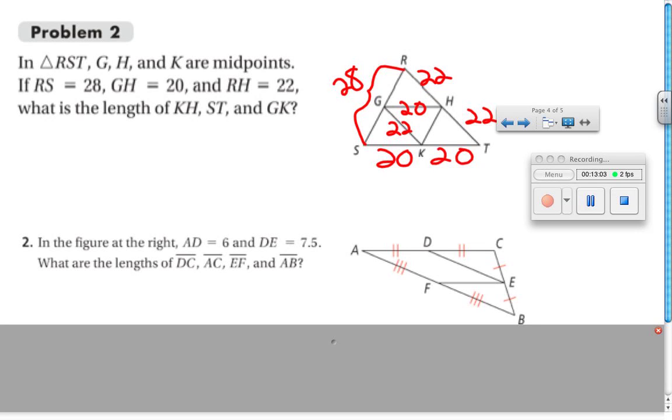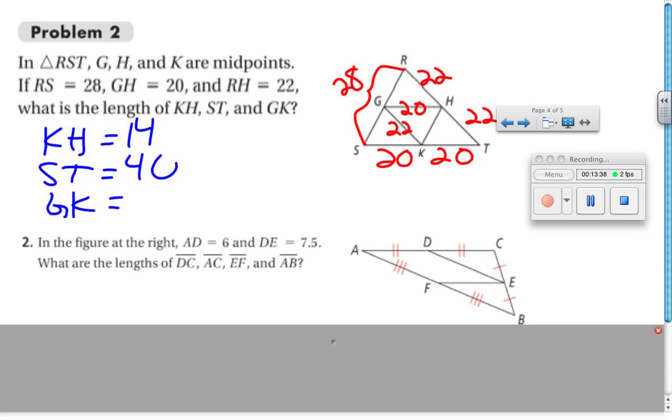Now let's figure out what they wanted from me. They wanted the length of KH, the length of ST, and the length of GK. Length of KH. Oh, that's not one of the lengths that I labeled. I actually have to think now. Daria, did you think? It's 14. Remember, because KH is a mid-segment, it's going to be half the third side. How about ST? What's the length of ST, Hope? 40. And the length of GK, oh look, we labeled it. It's 22.